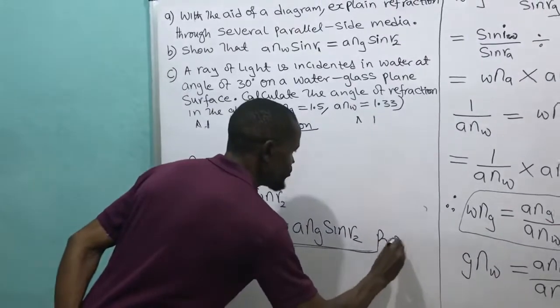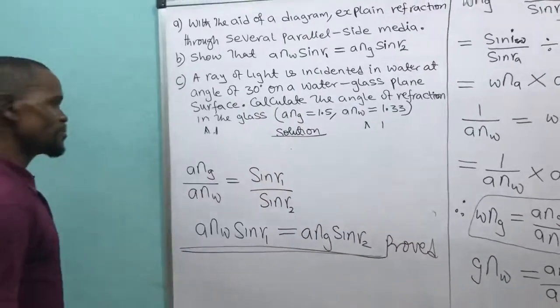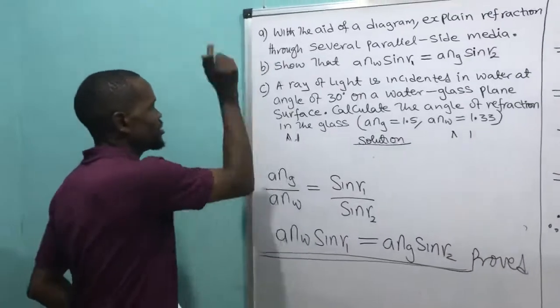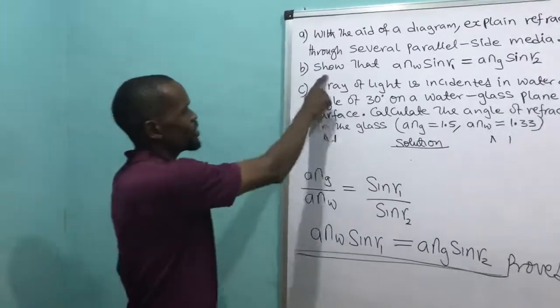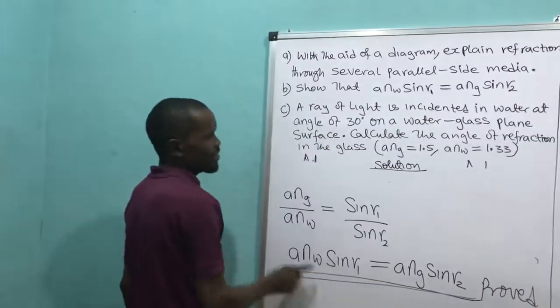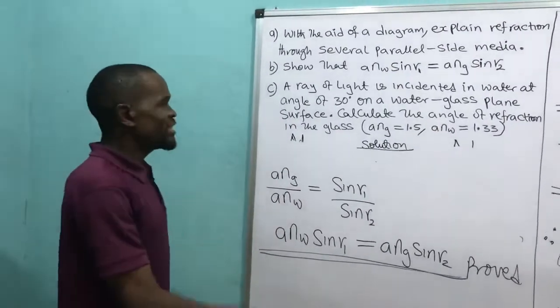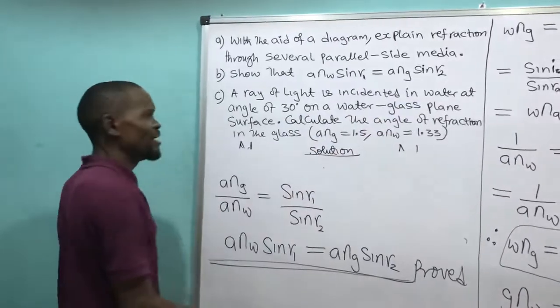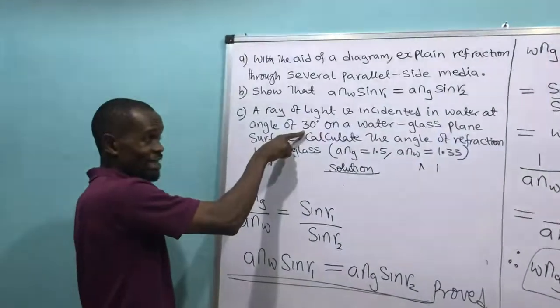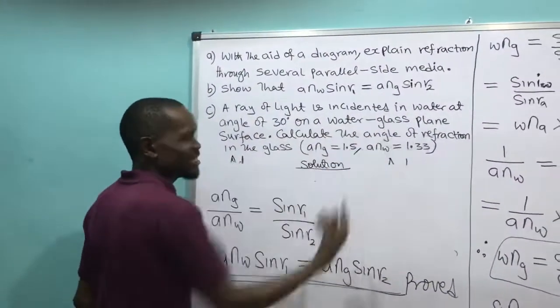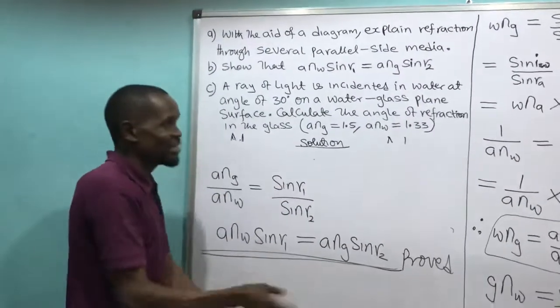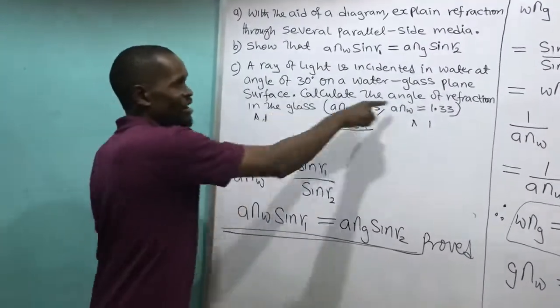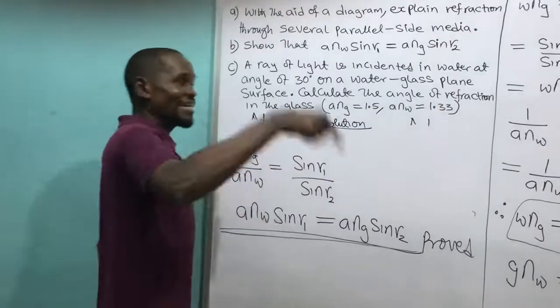We have proved that. Then now, let's go to the third question. The third question is telling me a ray of light is incident in water at 30 degrees on the water glass boundary, entering into glass. Calculate the refractive index of glass.